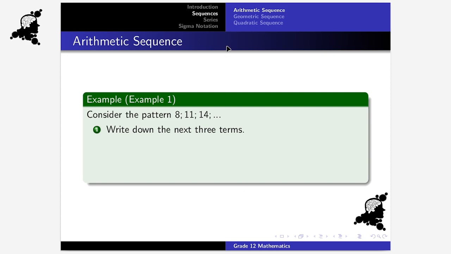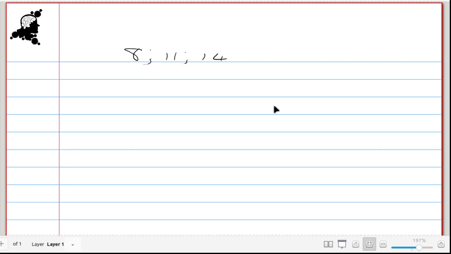So in order for us to be able to write down the next 3 terms, the first thing we need to do is identify if this is a linear sequence. How do I check if this is a linear sequence? Well, let's check if we have a common difference. So if I say 14 minus 11, this is going to give me 3. If I say 11 minus 8, this is going to give me 3. So in other words, my common difference in this case is 3.